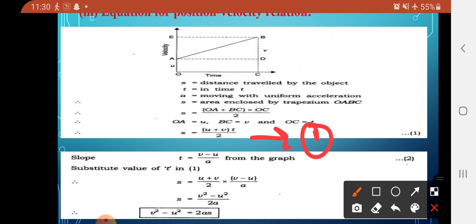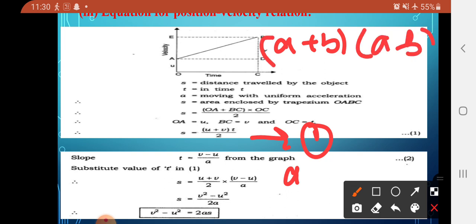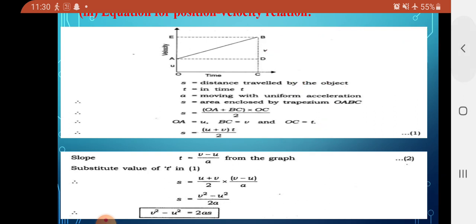Why have we considered directly V square minus U square? Because it is based on the formula of A plus B into A minus B. If both terms are the same, then by the identity we have A square minus B square. The same concept is used here: V plus U and V minus U is nothing but V square minus U square. So by substituting the values, we get V square minus U square is equal to 2as.